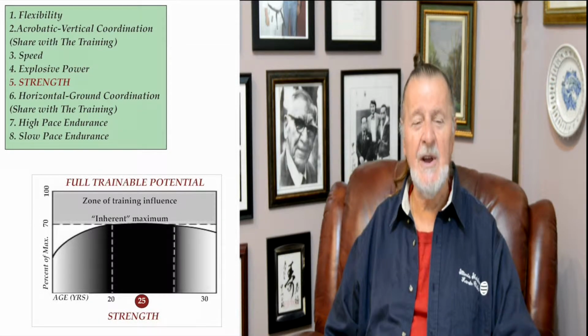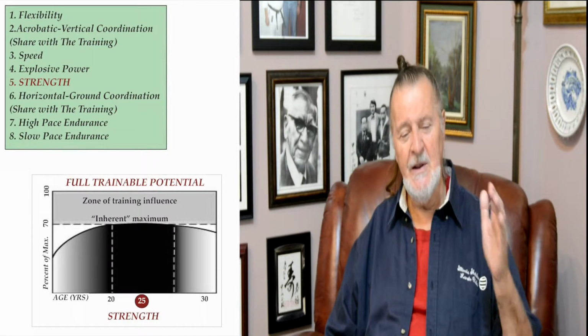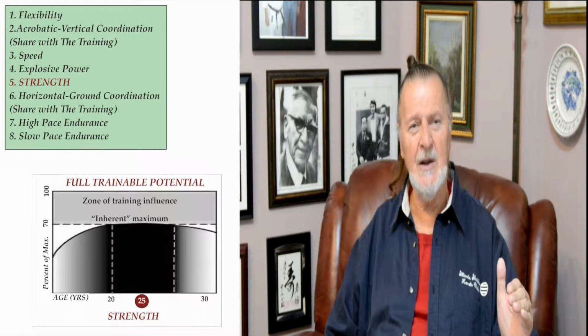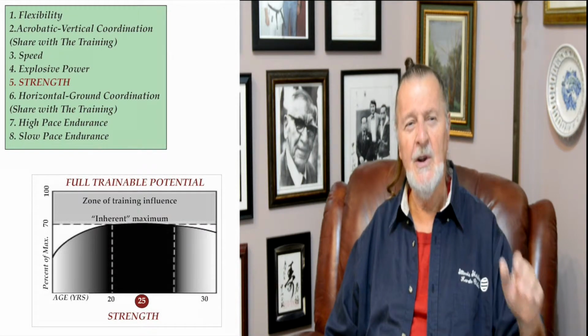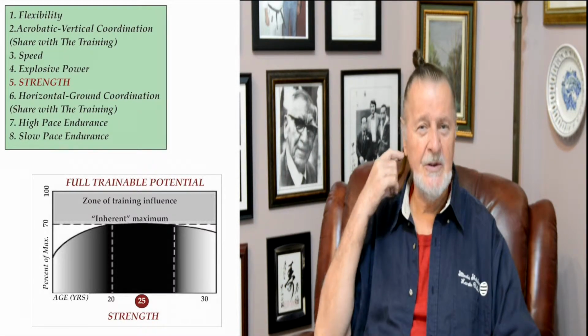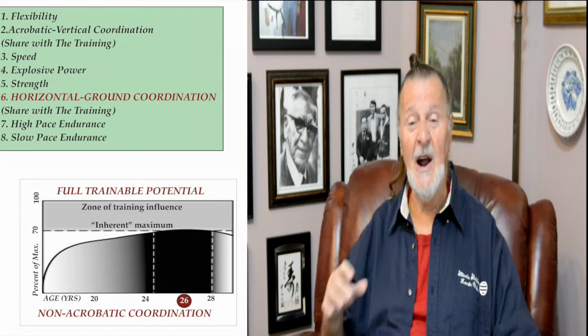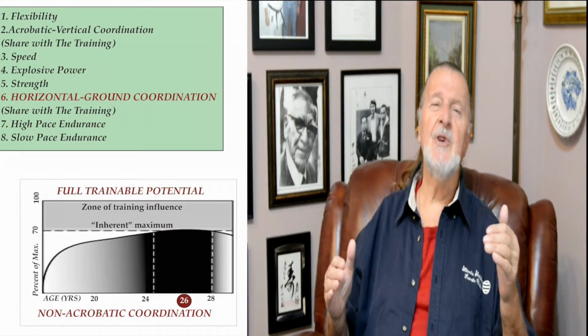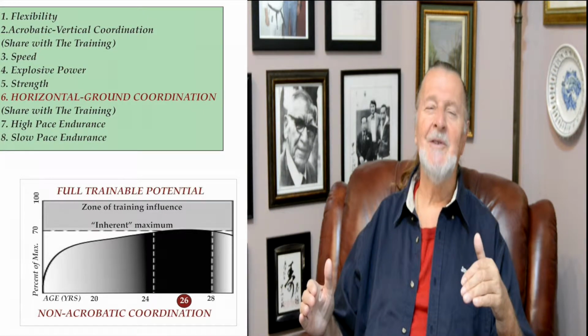Strength peaks at the age of 25. This means the body needs to mature for 25 years of our life in order for strength to reach its peak points. Horizontal ground coordination is around the age of 26. This means at the age of 26, we begin to slow down.